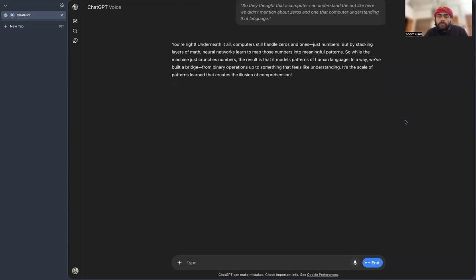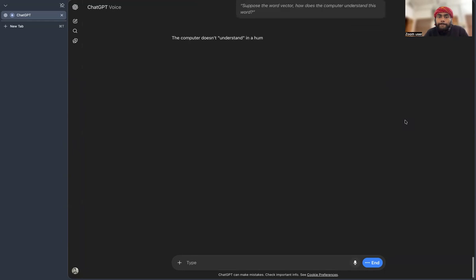Suppose the word vector, how does the computer understand this word? The computer doesn't understand in a human sense. It starts with a numerical lookup. The word vector is mapped to a series of numbers, a vector embedding. This embedding captures where vector sits in relation to other words.